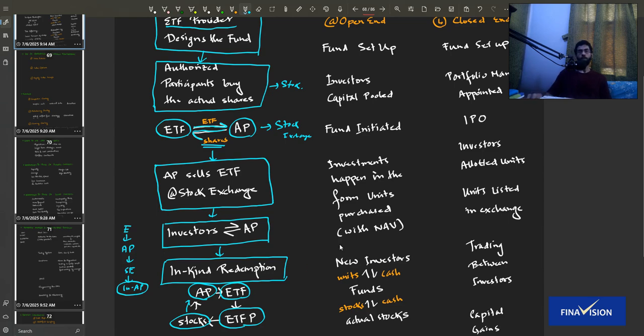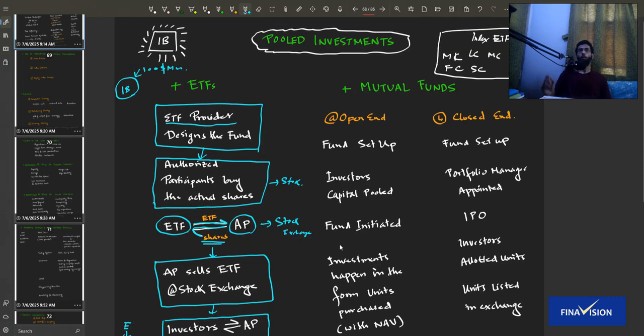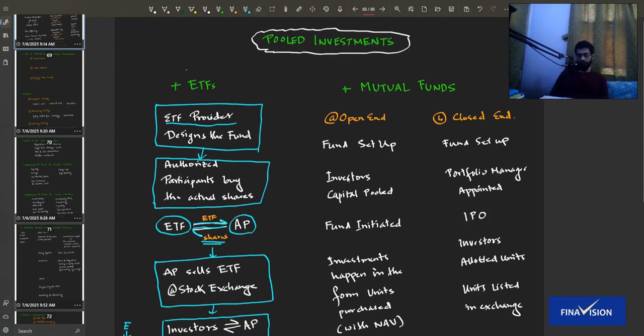Now, we will talk about closed-end and open-end mutual funds and how they are different from ETFs. Let's understand that. Let me remove a bit of the rough work here. First, let us discuss how an open-end fund is created. The first step is the fund is set up. That is the benchmark or the benchmark index, the strategy, the tactics, the fund manager, everything is settled first. The fund is set up.